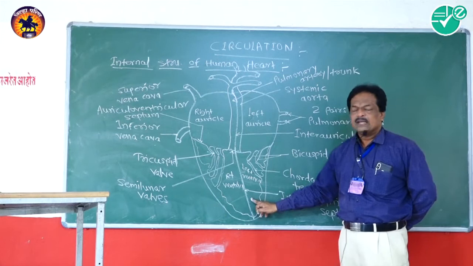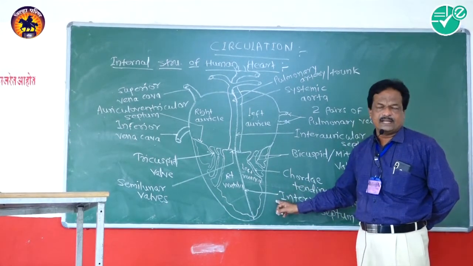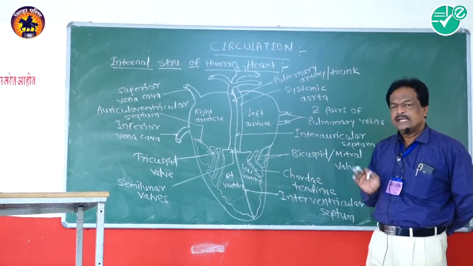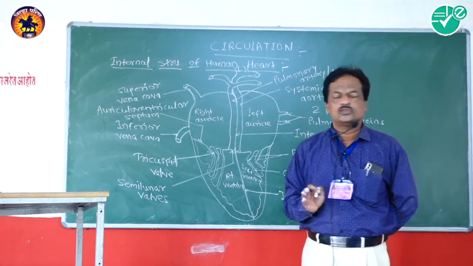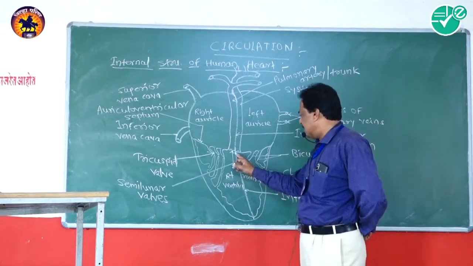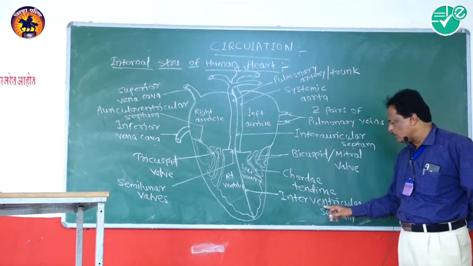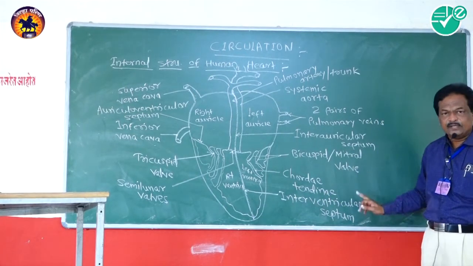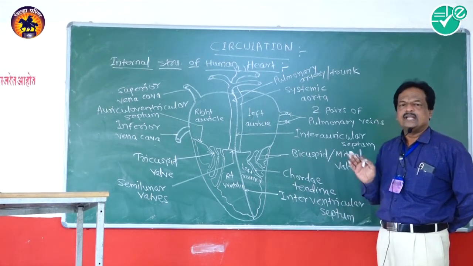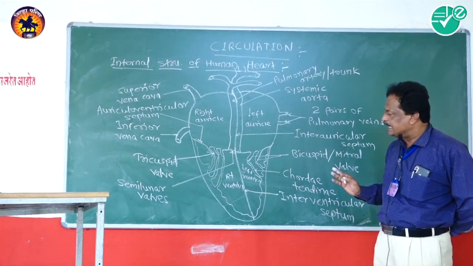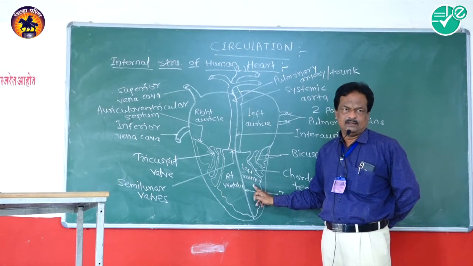The posterior narrow chamber of the heart, which is known as the ventricle, is also divided into two chambers with the help of a vertical septum. That vertical septum is known as the interventricular septum, and due to it, the ventricular chamber is divided into right ventricle and left ventricle.